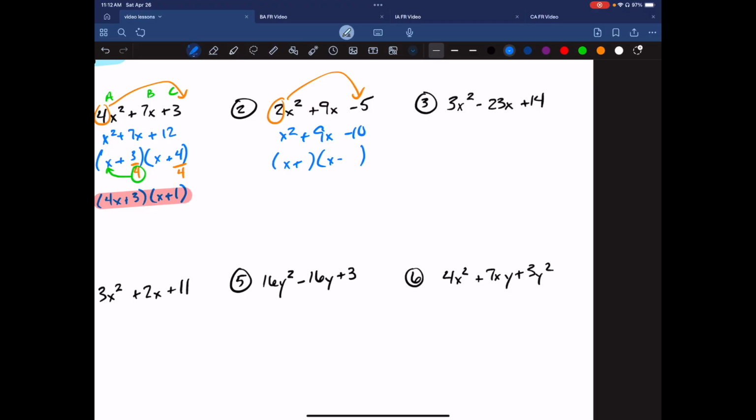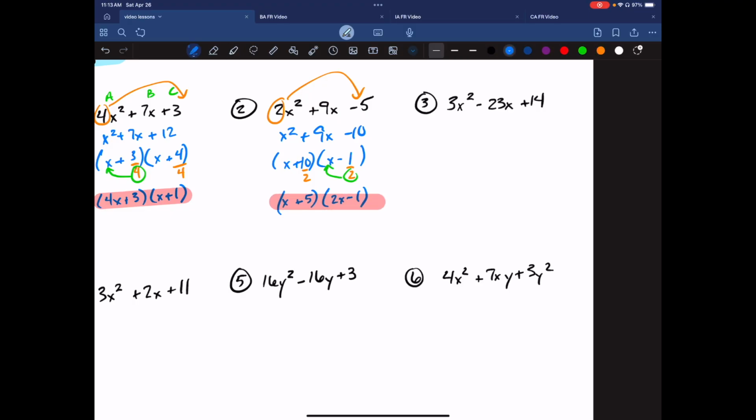And when the signs are different, remember that the bigger factor, in this case 10, gets the sign of the middle term. So plus 10, minus 1. Now, once again, because I multiplied by 2, I have to divide by 2. So that's going to be x plus 5, or 2x minus 1, because this 2 doesn't reduce, and so it goes right there. And that's number 2.